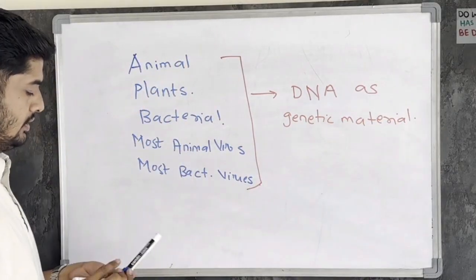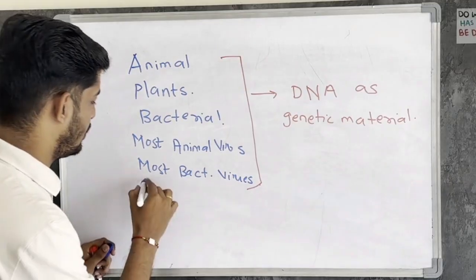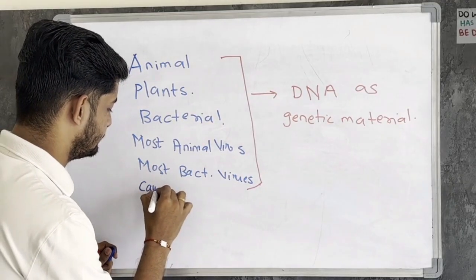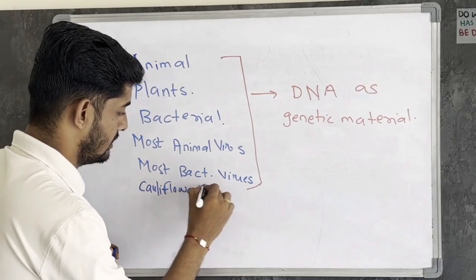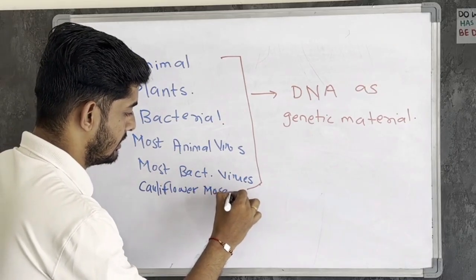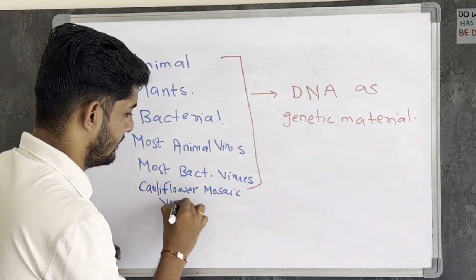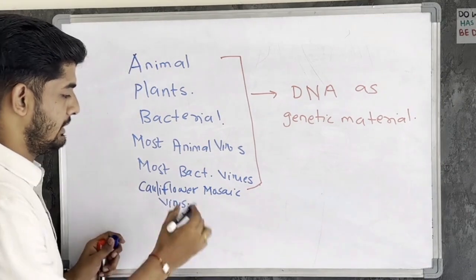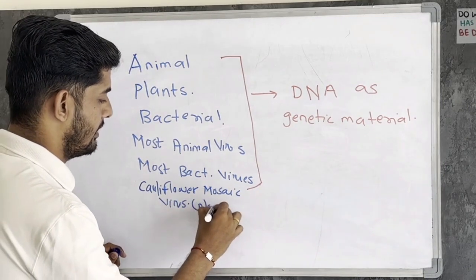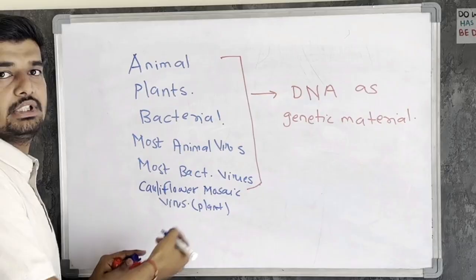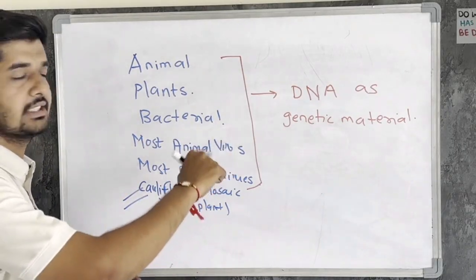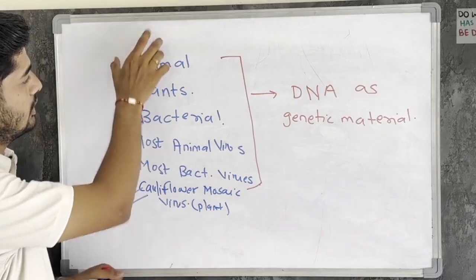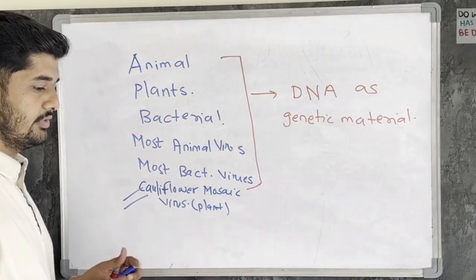Now, here we have to add cauliflower mosaic virus also. This cauliflower mosaic virus is a plant virus, which you have to mention specifically because questions can be asked from this, that cauliflower mosaic virus has double-stranded DNA as its genetic material. So these are the organisms that have DNA as the genetic material.